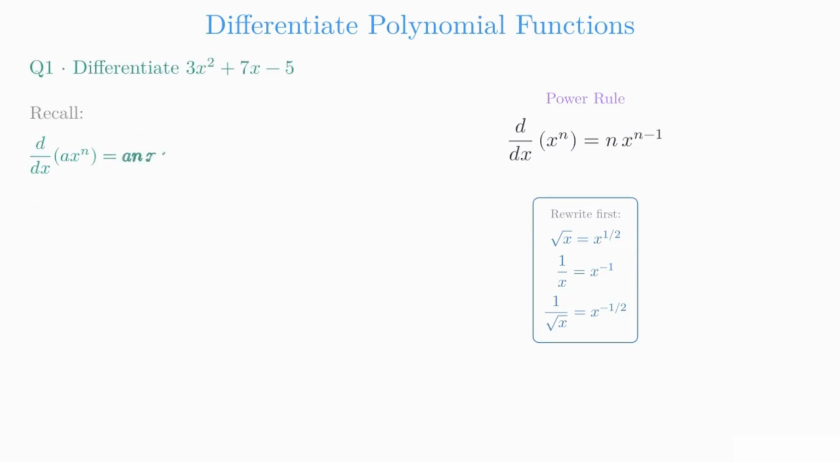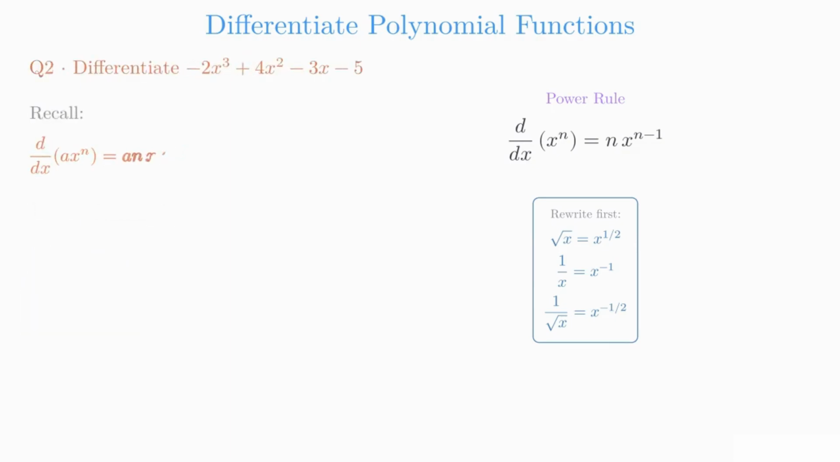Part A. A clean polynomial. Apply the power rule to each term. Our function is 3x squared plus 7x minus 5. Derivative of 3x squared is 6x. Derivative of 7x is 7. The derivative of a constant is 0, so dy dx equals 6x plus 7. Same idea for part B, just more terms.